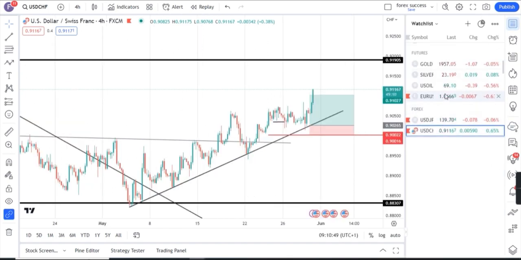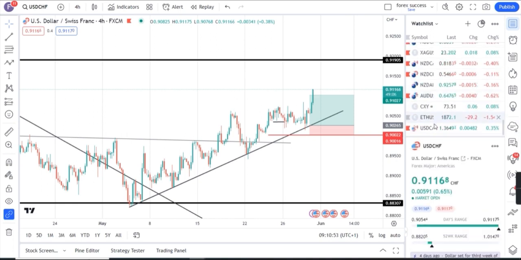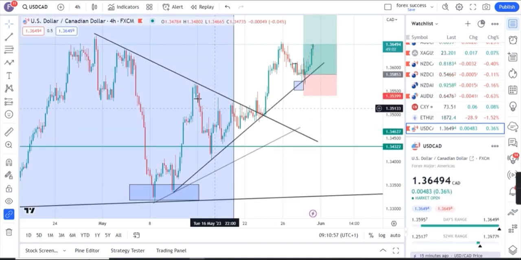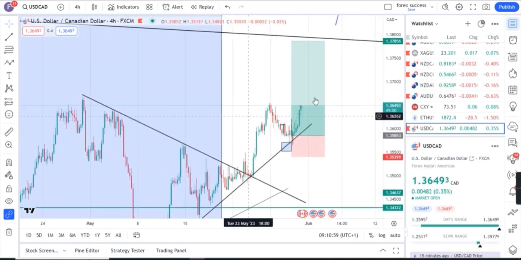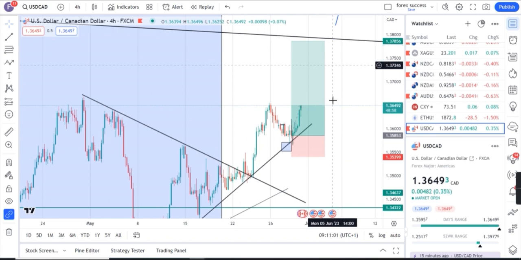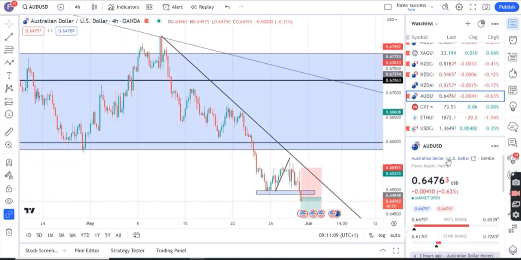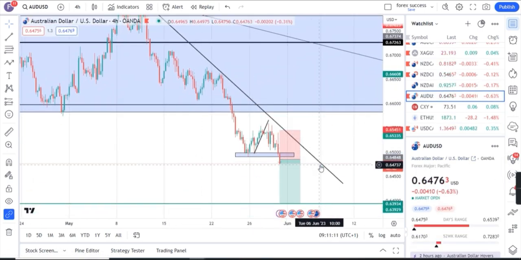I have USD CAD, and so look at USD CAD, guys. Look at USD CAD. Currently running massively in profit. Just the same method. Also GBP CAD and AUD USD also running in profit currently. You can see I just took this trade again this morning. Then GBP CAD.